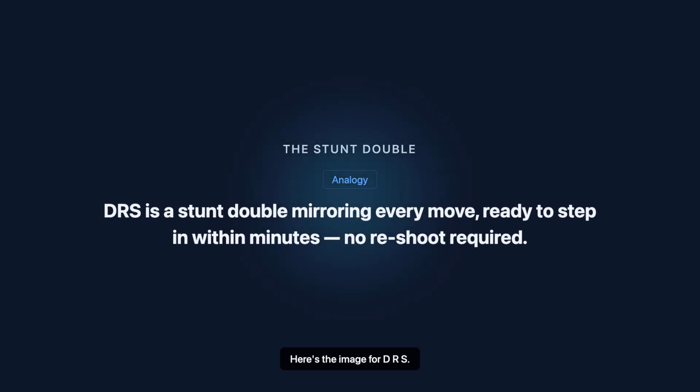Here's the image for DRS. Think of a stunt double standing by on set, continuously mirroring the lead actor's every move. The moment something goes wrong, the double steps in within minutes. No need to reshoot the whole scene. That's continuous replication plus fast failover. And remember the one thing DRS does not do: it launches your recovery instances, but it does not redirect your users. You handle that traffic switch yourself through Route 53.